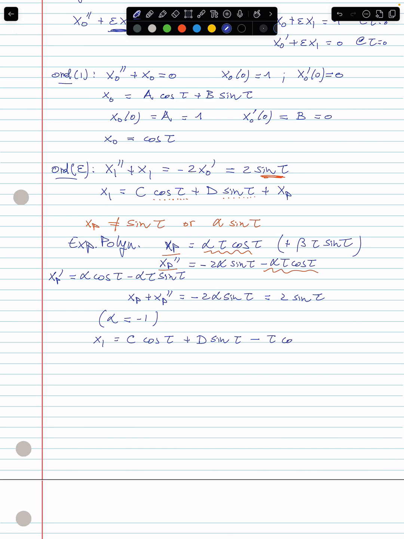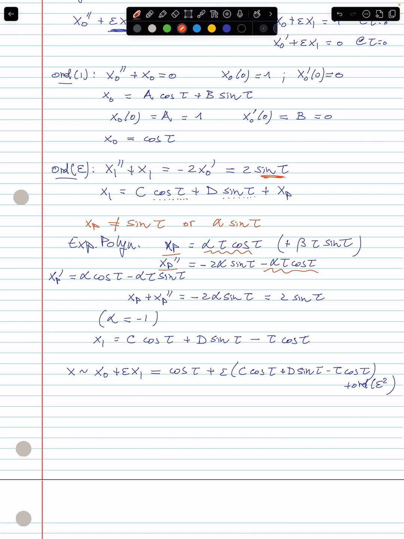tau cos tau. And so we see that the total solution that we would have, which is asymptotic, at least this is what we think, to x0 plus epsilon x1 is cos tau plus epsilon, a small number, times c cos tau. Oh, we should use the initial conditions to determine c and d, but that's not something I want to do right now. I would just like to observe what we're going to have there.